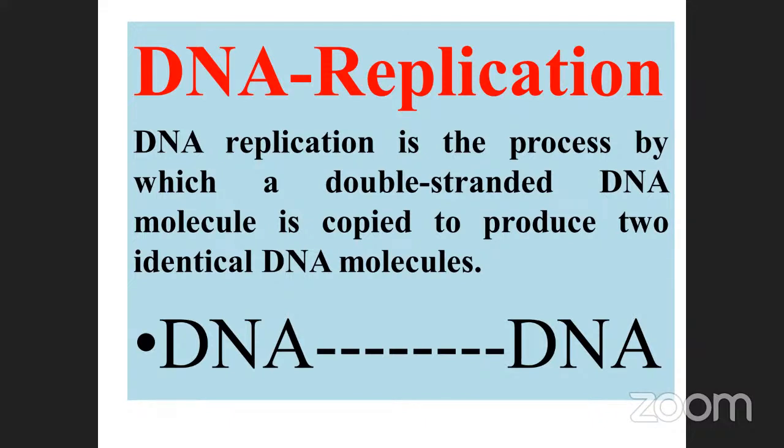Two identical DNA molecules are produced from the replication process. How will it happen? What are the enzymes involved? What are the basic processes there? Those things we are going to discuss one by one, very deeply. What is the main use of the replication process, my dear? What is the main use?